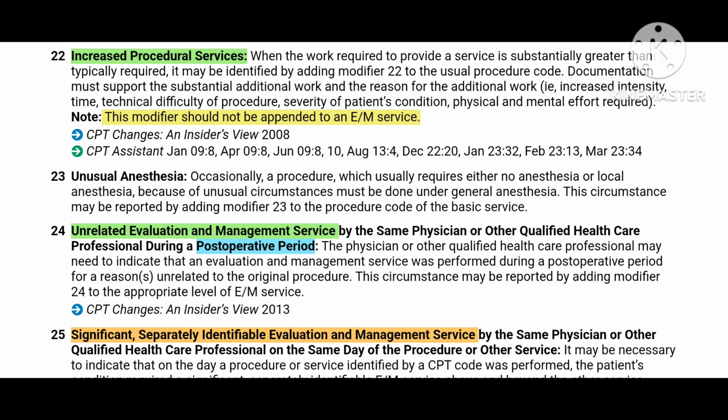Then I can use this modifier 24 with the E&M code that will say that patient is actually in a postoperative period, but this problem is a new problem, and I am the same doctor who did the surgery and also the evaluation. So I can use modifier 24 for that purpose. And you can note down, for minor surgeries the postoperative period is 10 days. For major surgeries it is 3 months or 90 days. So that is called as postoperative period, after the surgery.